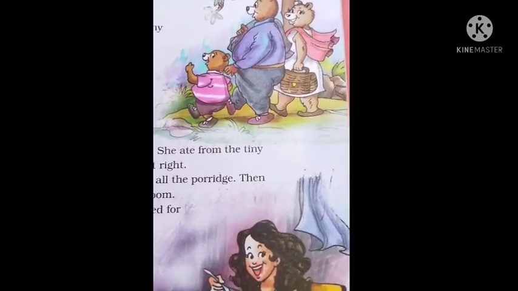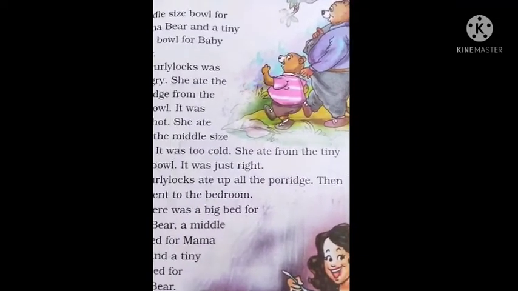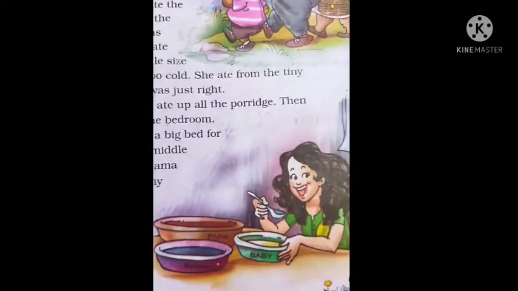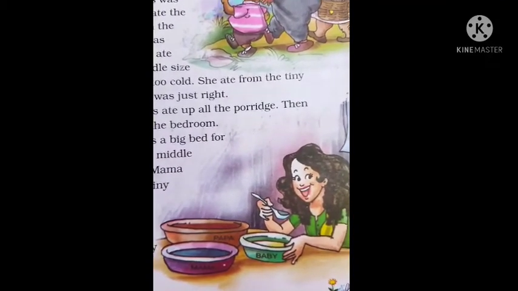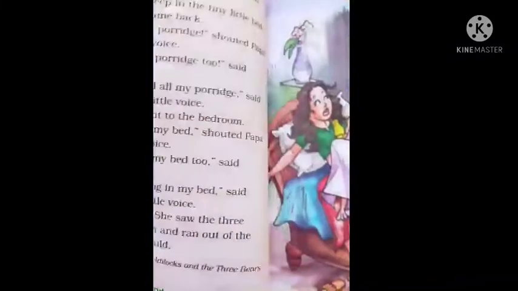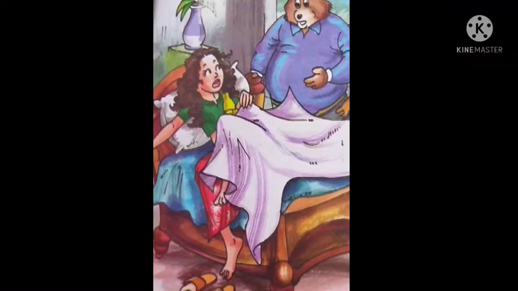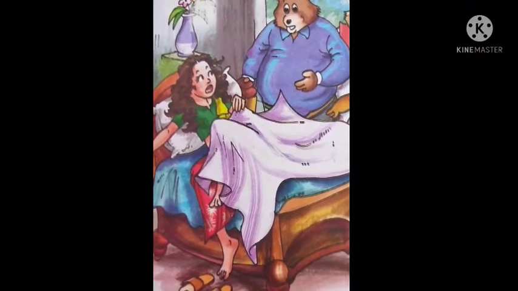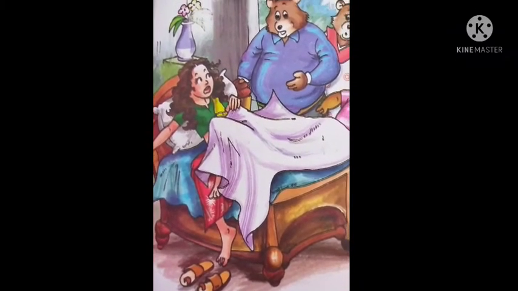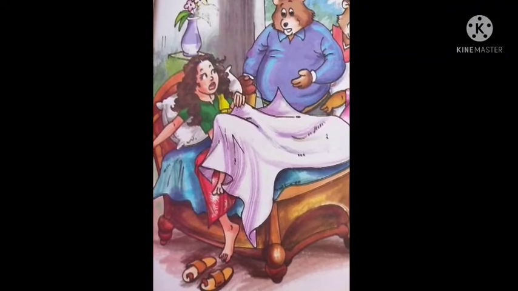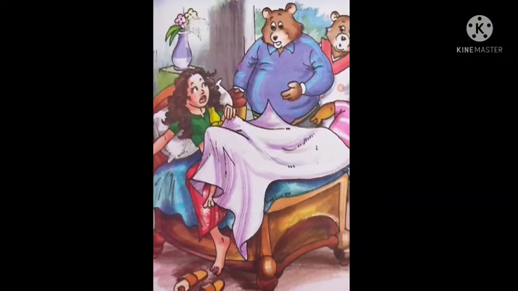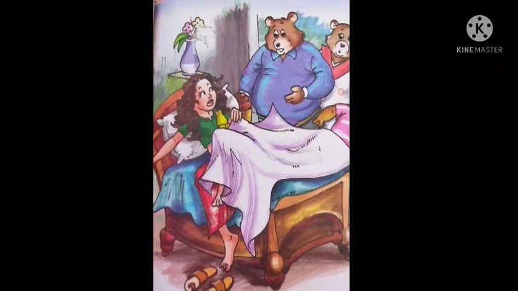She entered the house. She ate all the porridge. Porridge means kanji. You can see the picture. She ate it, and after eating that porridge she was very tired, and she went into the bedroom of the bears and took rest. As soon as the bears entered the house, they came to see this girl. Then suddenly she woke up and ran out of the house. So this is the gist of the story. This is what the story is all about.